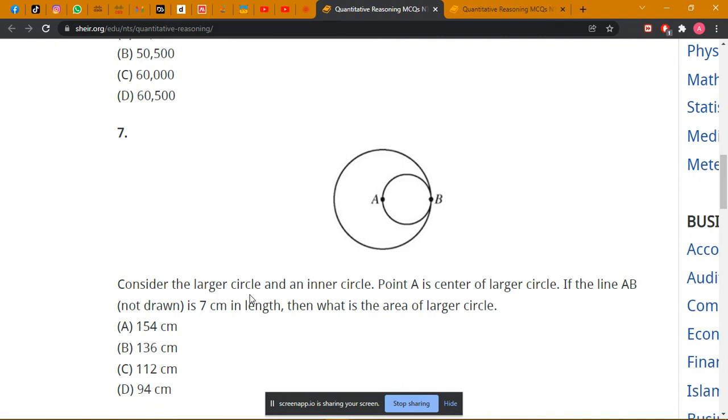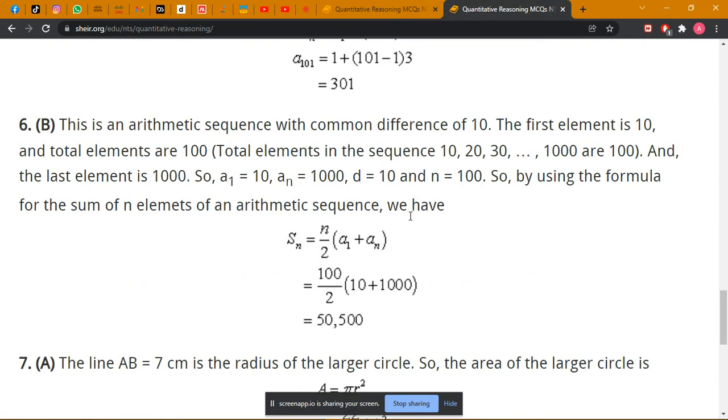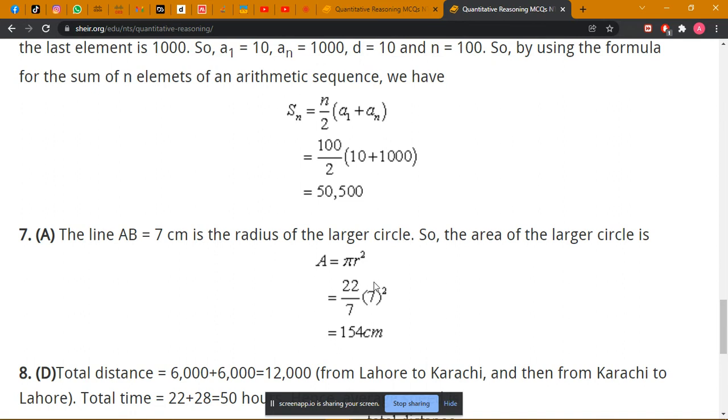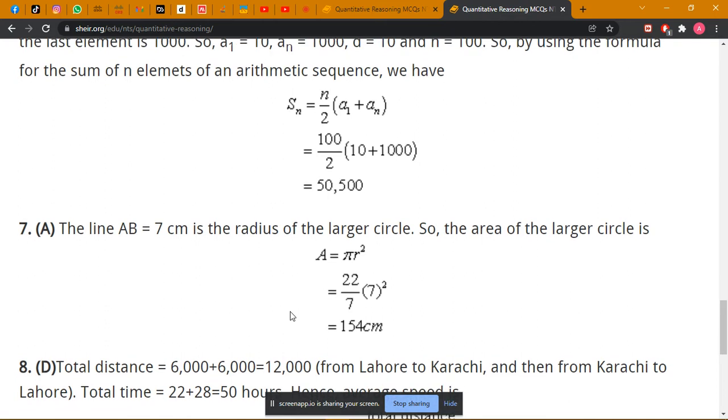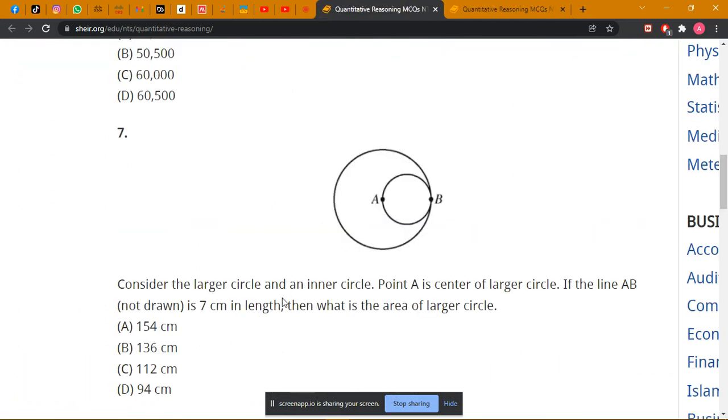So you know the formula of circumference of circle means 2 pi r, and the area of circle means pi r square. So pi means 3.1428 multiplied by r square, meaning radius square. So the radius is 7 centimeter in length. So as you can see the explanation here, pi r square, 22 over 7 multiplied by 7 square is equal to 154 centimeter square. Here is the solution of this question. Move on to the next MCQ here.